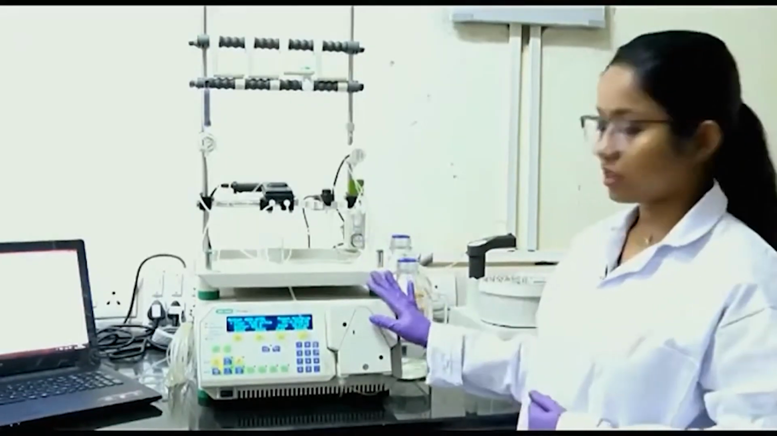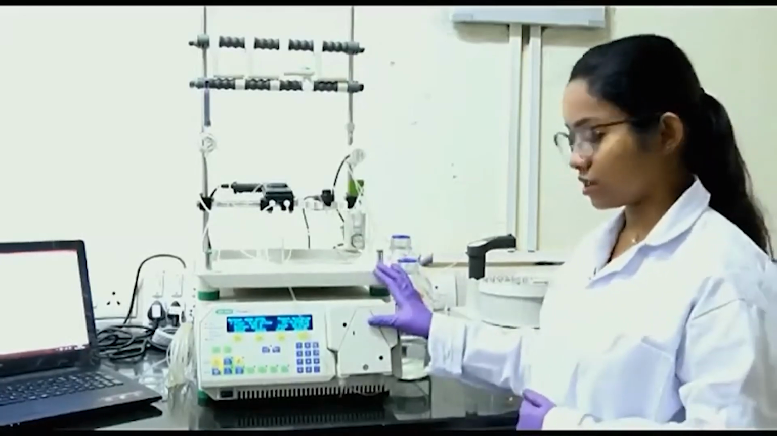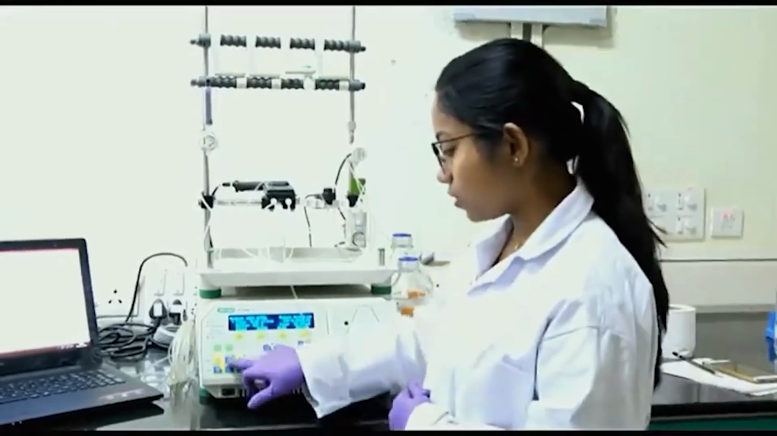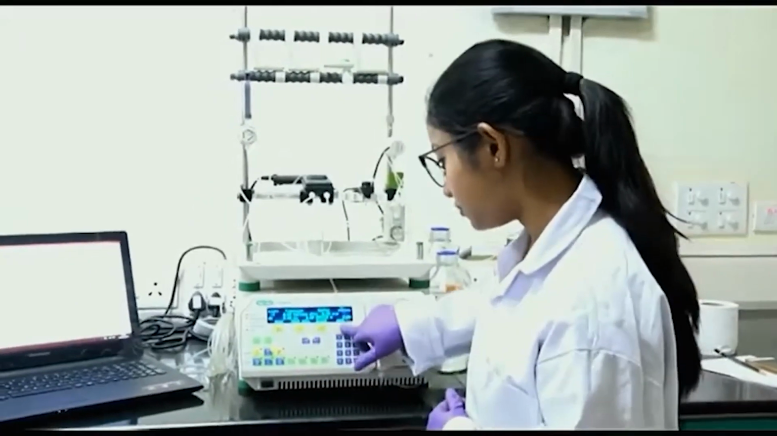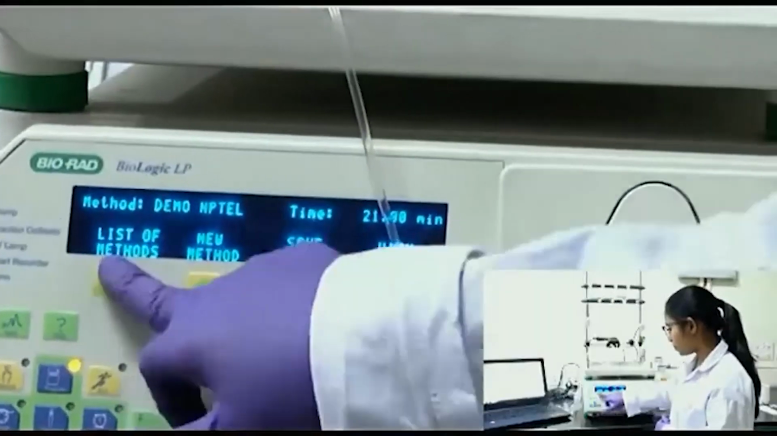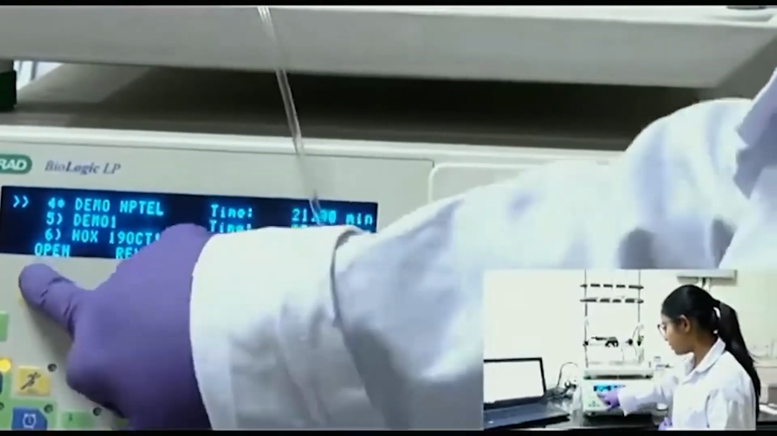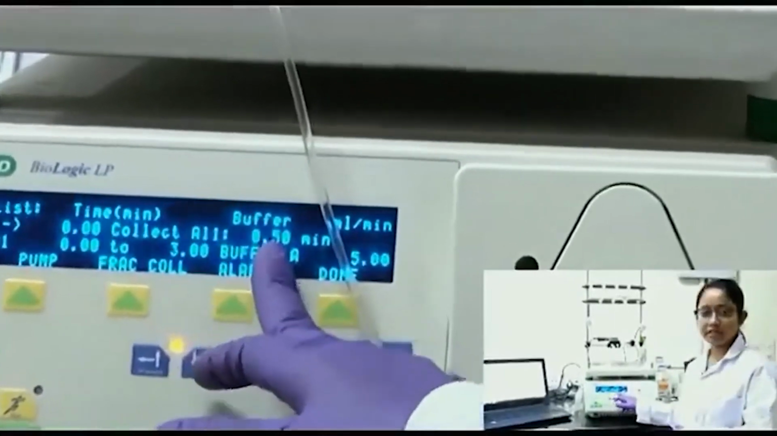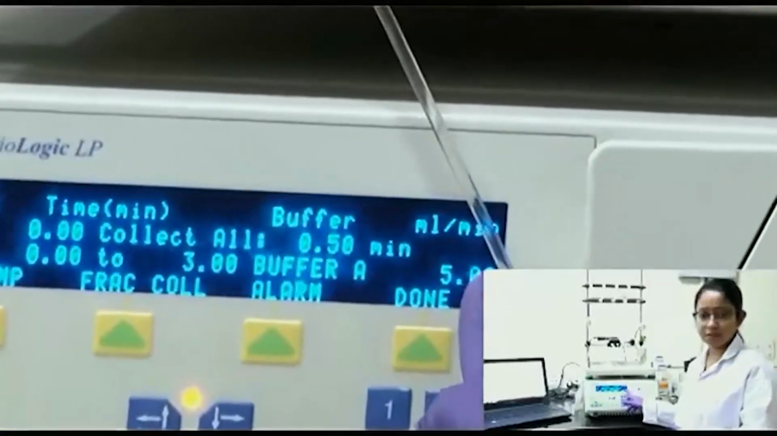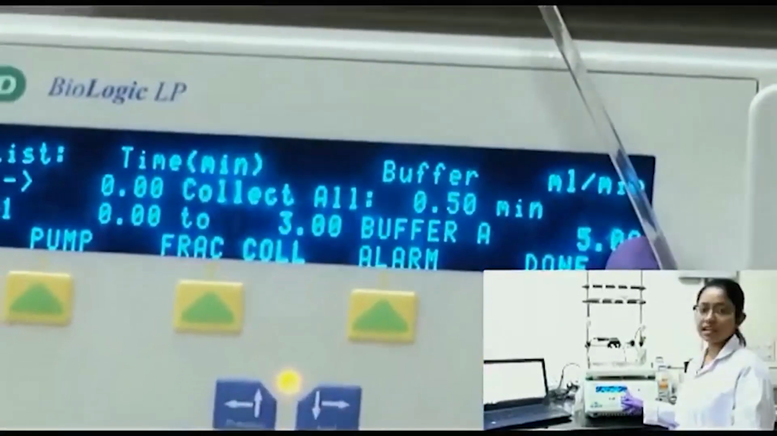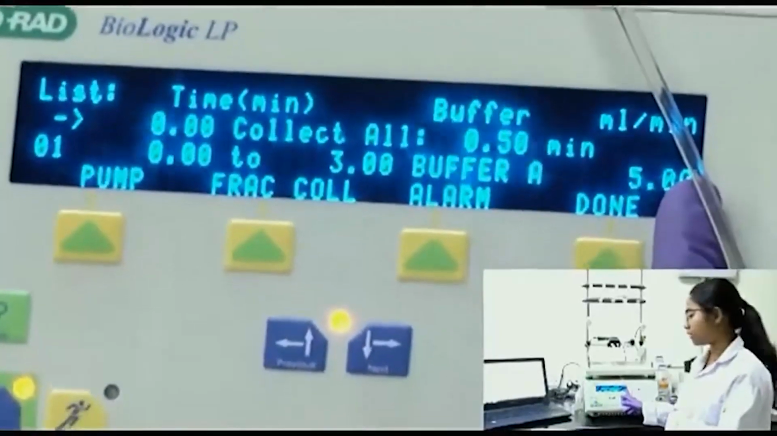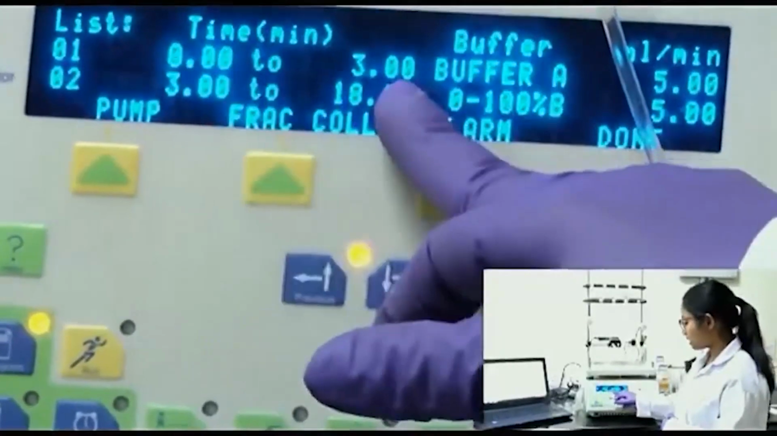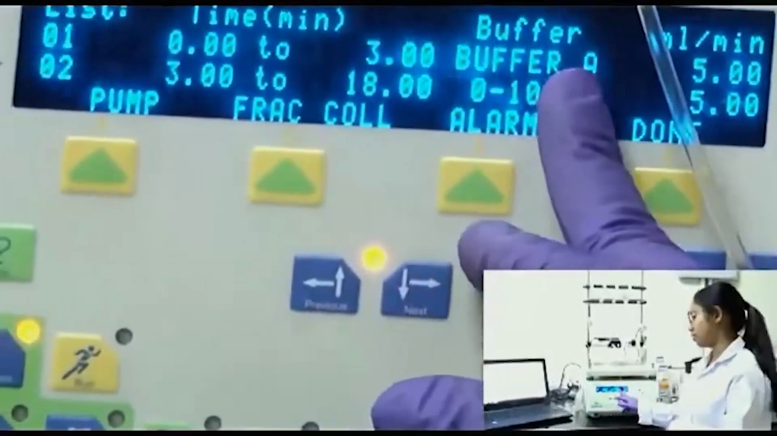So, now I will run a particular program. Right now I am running this manually, 5 ml per minute of only buffer B or A. Now I will select a particular program here. In this program, if I open it, as I have selected, from 0 minute to 3 minute only buffer B will run at a flow rate of 5 ml per minute. That will ensure that any contaminant proteins are washed out from the column and only my protein is present. At the next step, from 3 to 18 minute, 0 to 100% B will run.